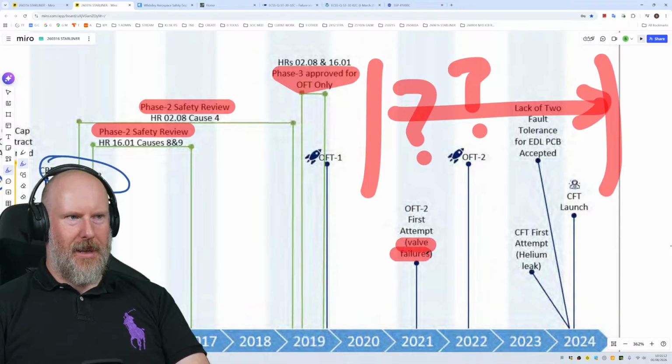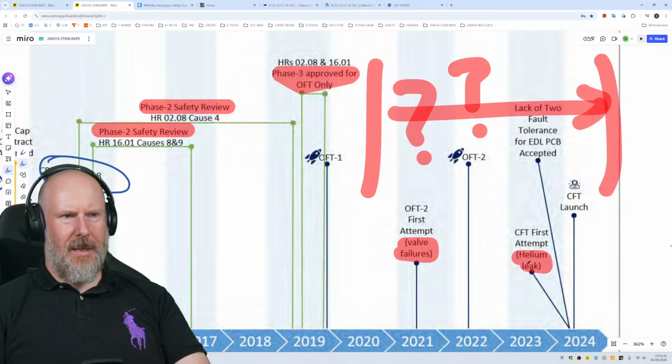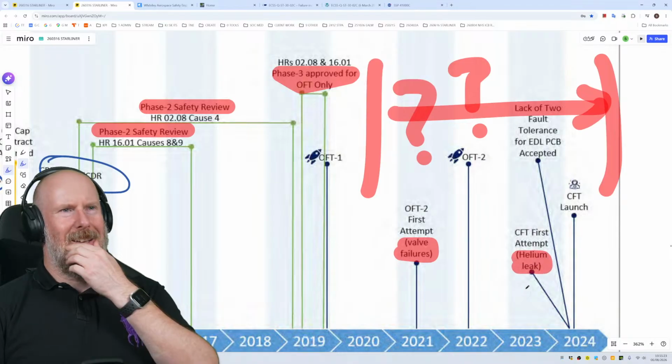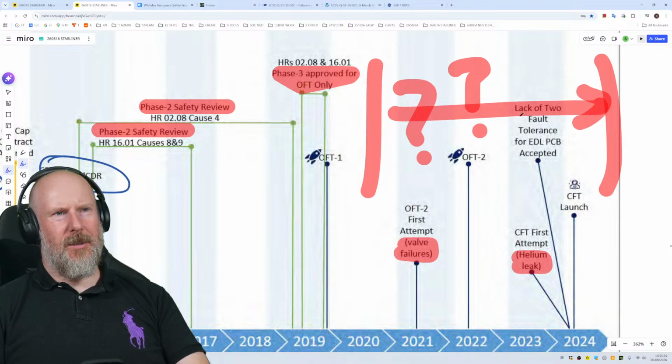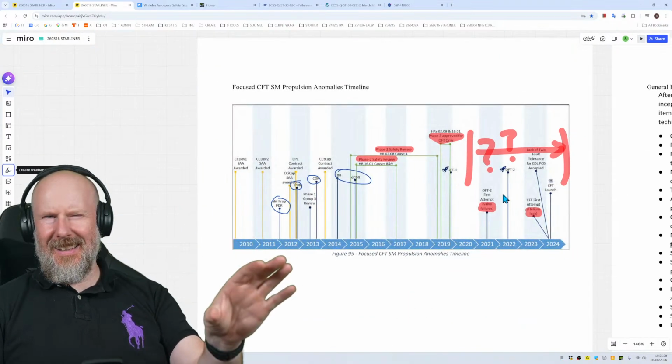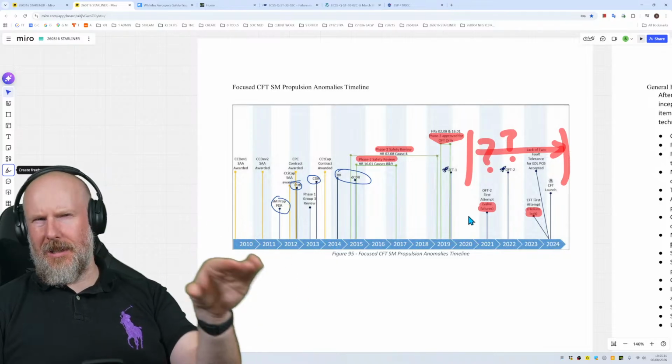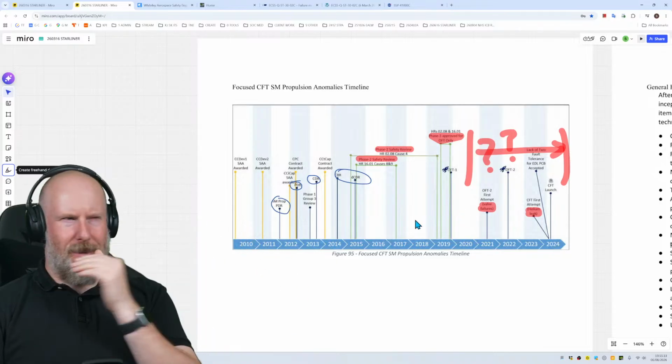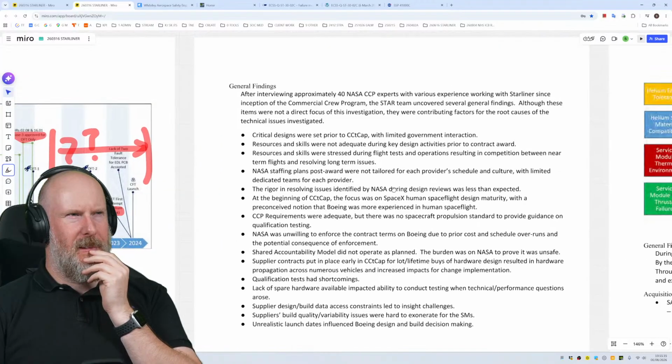So there's valve failures there. So why wasn't a safety review done? Or did they do it? It's just not on this list. And then again, what about this? Lack of two-fault tolerant acceptance. Yeah, there's a lot of stuff missing from this. This raises a lot of eyebrows and questions.